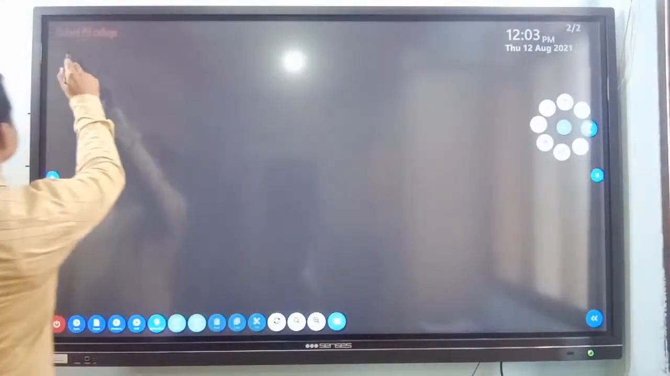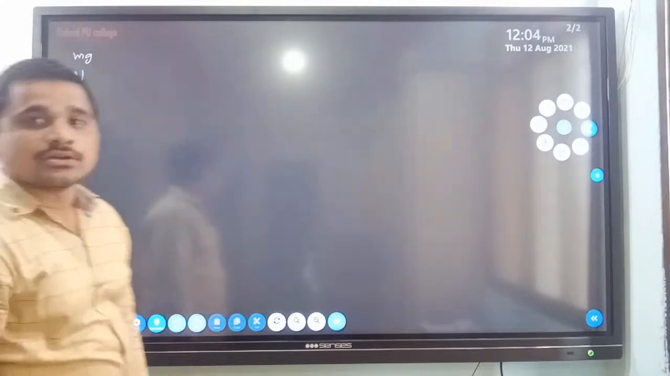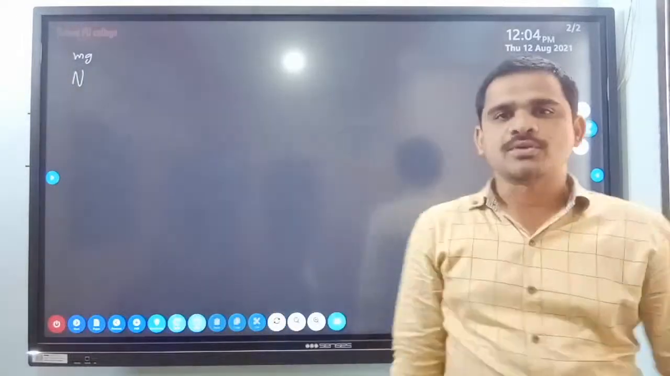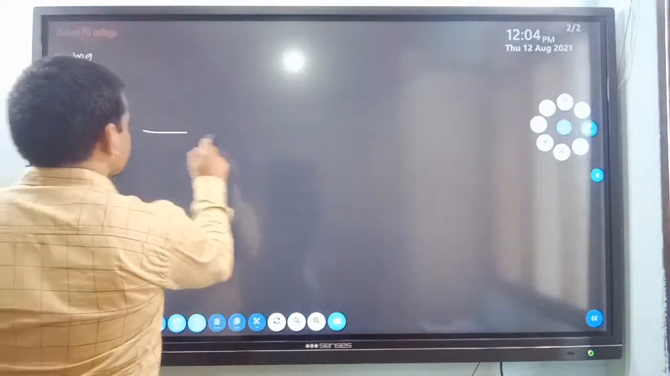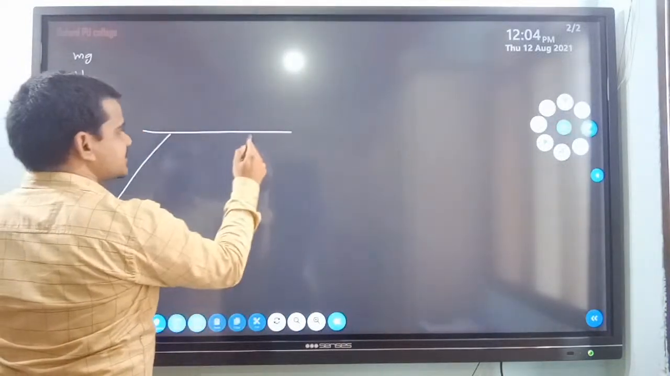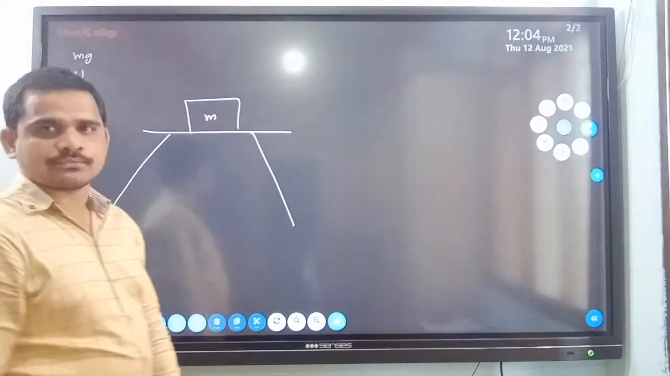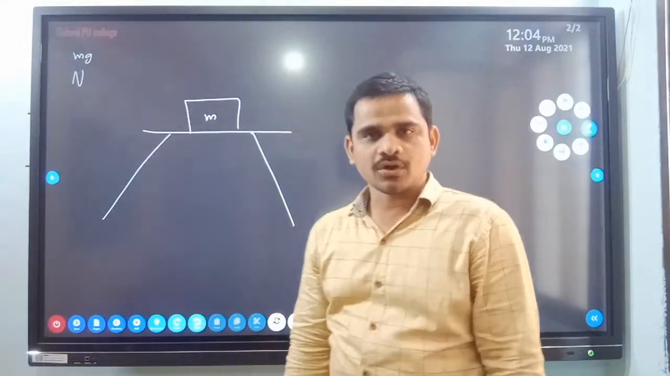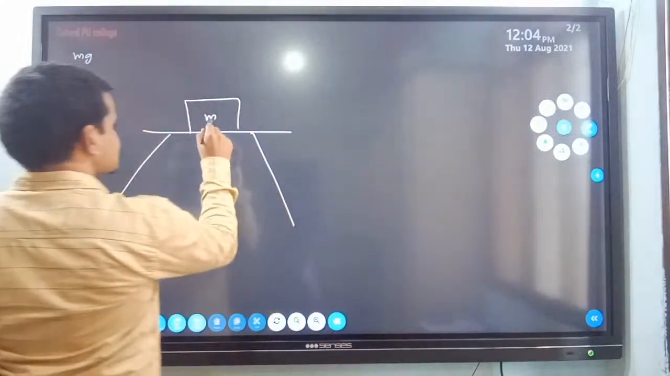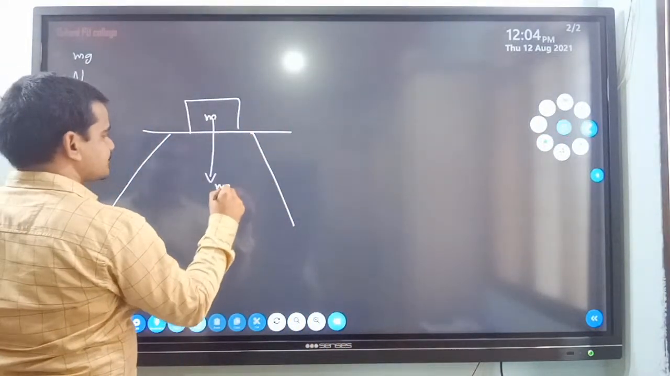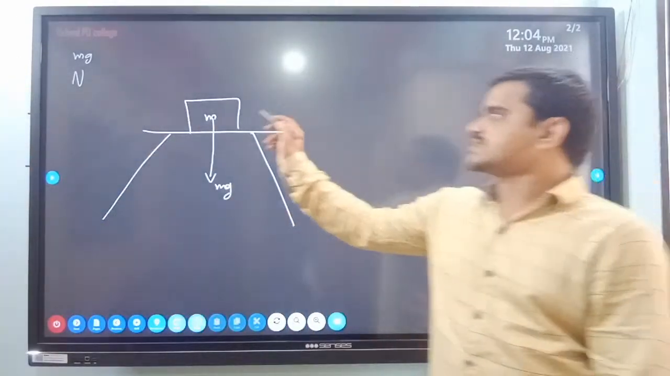We have seen two forces here. One is mg. Another one we saw yesterday, that is N. What is N? Normal force. Let us see one more time what the normal force means. There is a table, and a block of mass m is kept here. When the block of mass m is placed on the table, one force acting on it is mg. This mg acts downward.